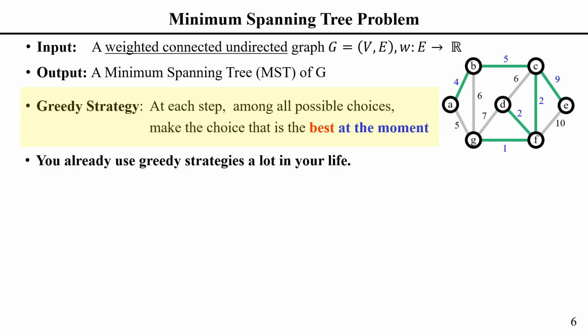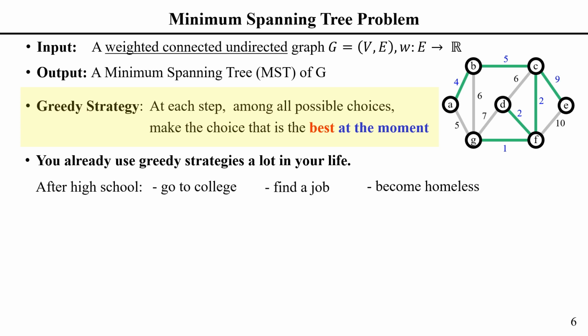Believe it or not, you already use greedy strategies a lot in your life. For example, after high school, many students have a bunch of choices. To name a few, go to college, find a job, or even become homeless. I guess those who showed up in college most likely valued all the possibilities at that stage and thought going to college was the best option for them. Whether it's true or not, we don't know.